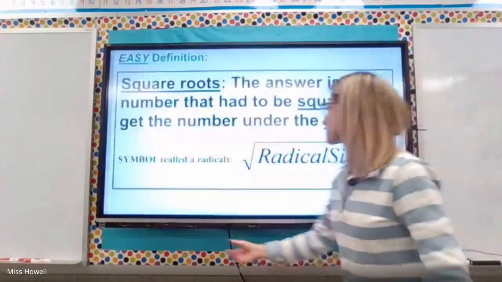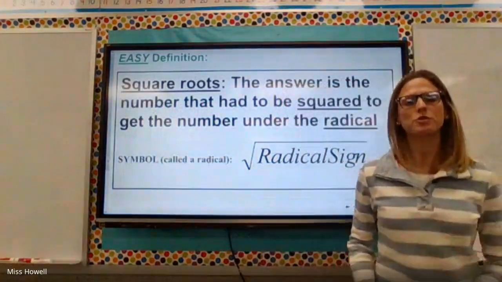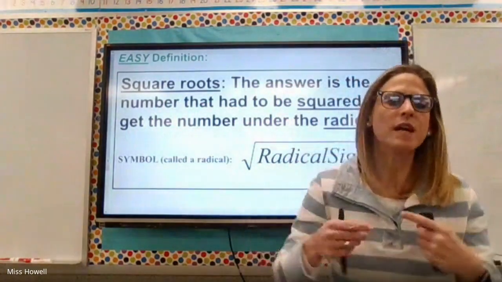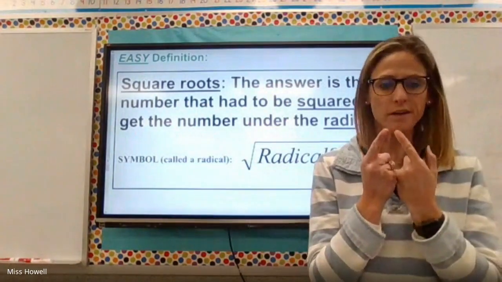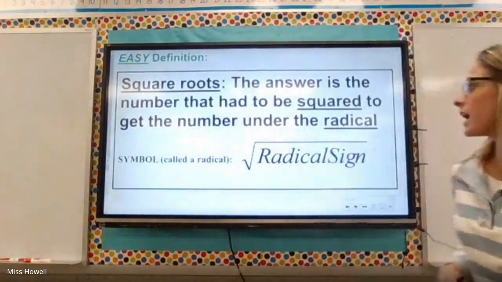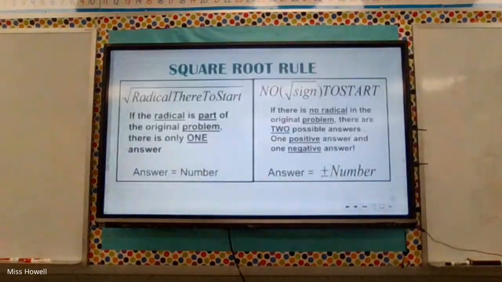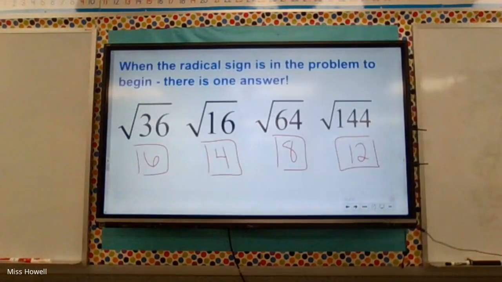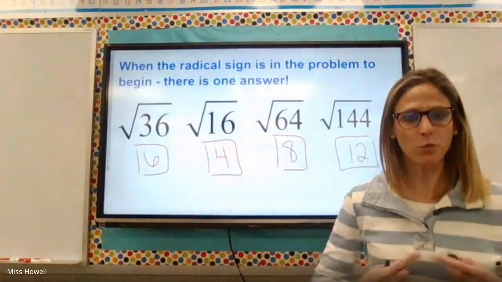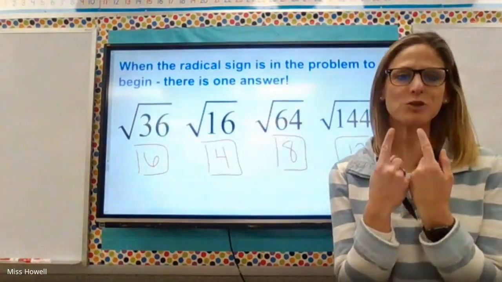Our goal for today is to continue working with simplifying when we have radicals involved. At this point with our square root problems, we should be able to evaluate a problem that has a radical sign in it where the number underneath is a perfect square that results in an integer, or just a counting number result. So for example, if I have the radical sign there to begin with, I'll have one positive integer as an answer when I have one number underneath that is a perfect square.